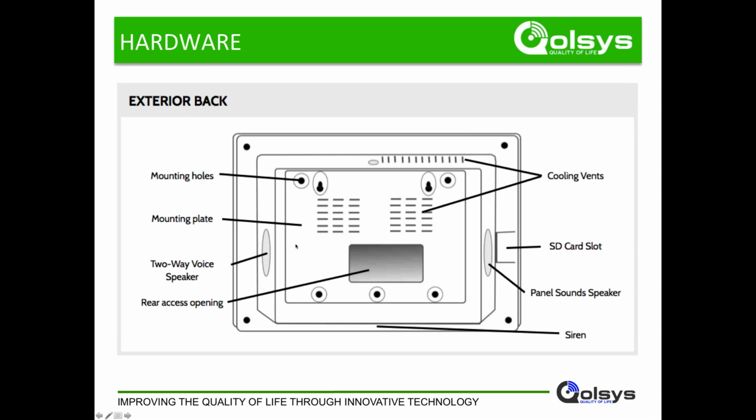We do have 2 speakers on the side. So one is a 2-way voice speaker. That's the left-hand speaker here. And one is a panel sound speaker. That's the right-hand speaker. And the reason we have 2 separate speakers is it just gives us better voice quality and better flexibility when using the 2-way voice feature with the central station. We're able to have the 2-way voice speaker and microphone on its own kind of isolated circuit, and the panel sound speaker, the one that announces, front door open and things like that, can be its own separate speaker.